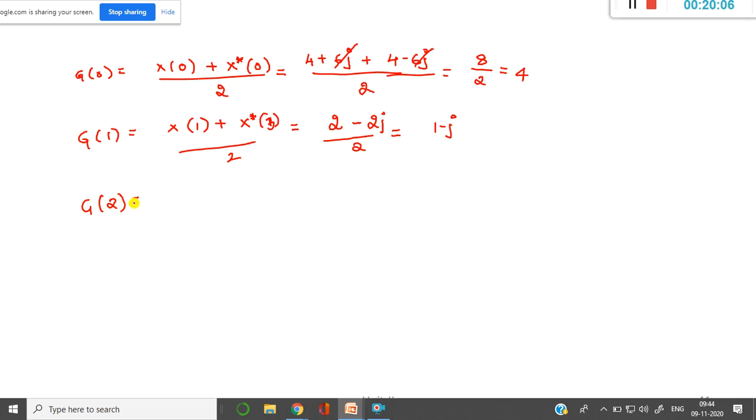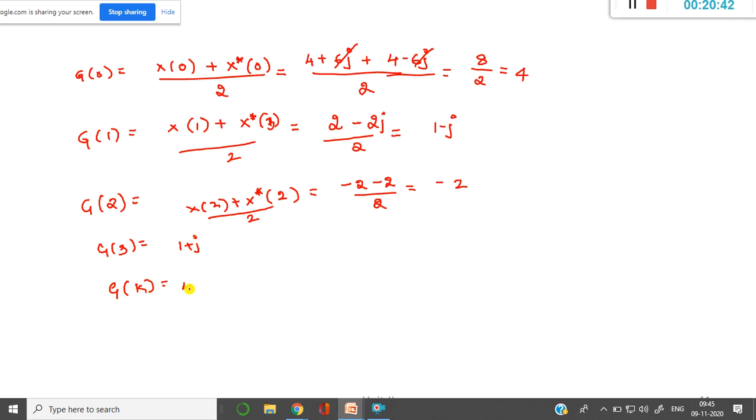So you already solved. Similarly, g of 2 is equal to x of 2 plus x conjugate of 2. So this is minus 2 divided by 2. So therefore this will be once again minus 2. Now finally g of 3 is equal to, so this is divided by 2. So I directly write the answer. g of 3 should be 1 plus j. Therefore g of k is equal to 4, 1 minus j, minus 2, 1 plus j.